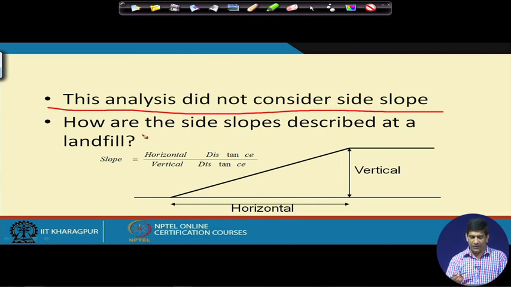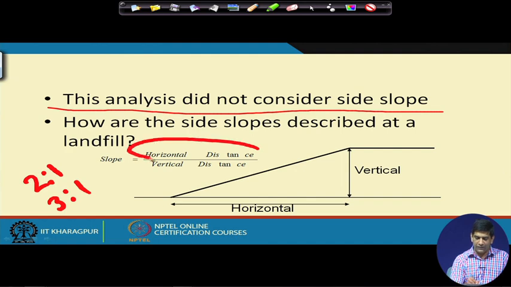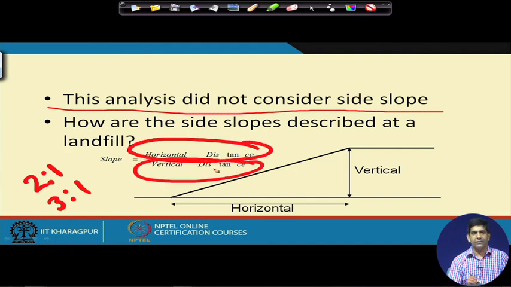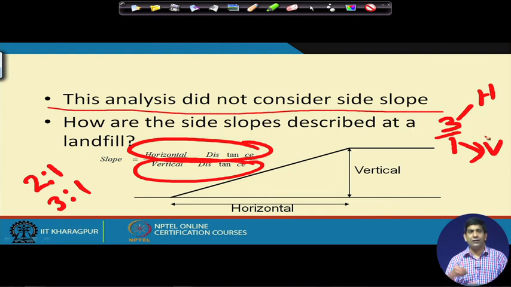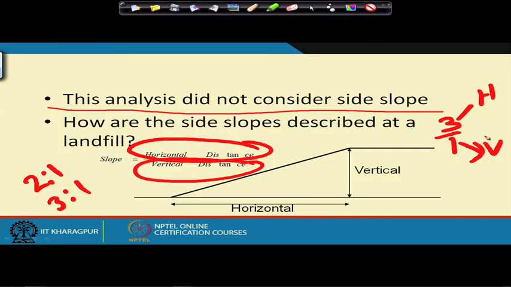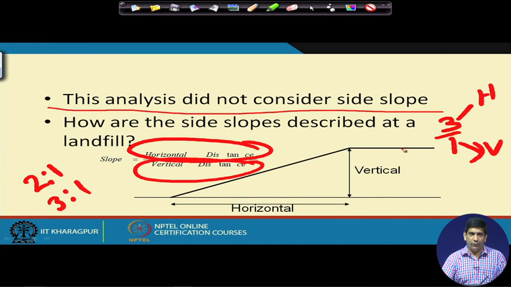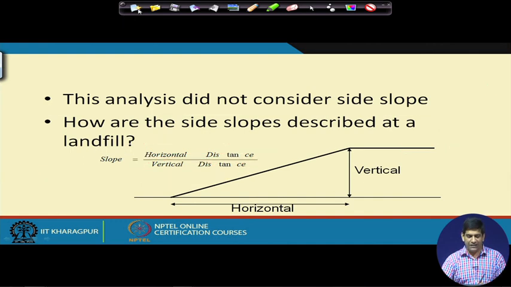So how do we describe the slope at the landfill? We do it actually in a reverse way. When we say a slope of 2:1 or a slope of 3:1, essentially we are saying that 3 units is the horizontal distance when 1 unit is the vertical distance. So when we say 3:1, 3 is the horizontal distance and 1 is the vertical distance, and this is in any one particular unit. It could be 3 feet, 1 foot, 3 meters, 1 meter, the slope is the same. The typical side slope is 3:1, with 3 horizontal to 1 vertical. That's the typical side slope that we use for a landfill design.